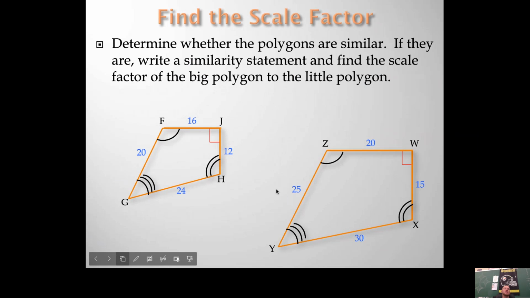We're going to find the scale factor for these two shapes. Determine whether the polygons are similar. If they are, write a similarity statement and find the scale factor of the big polygon to the little polygon. So when we write our ratios, we should be writing big to little.